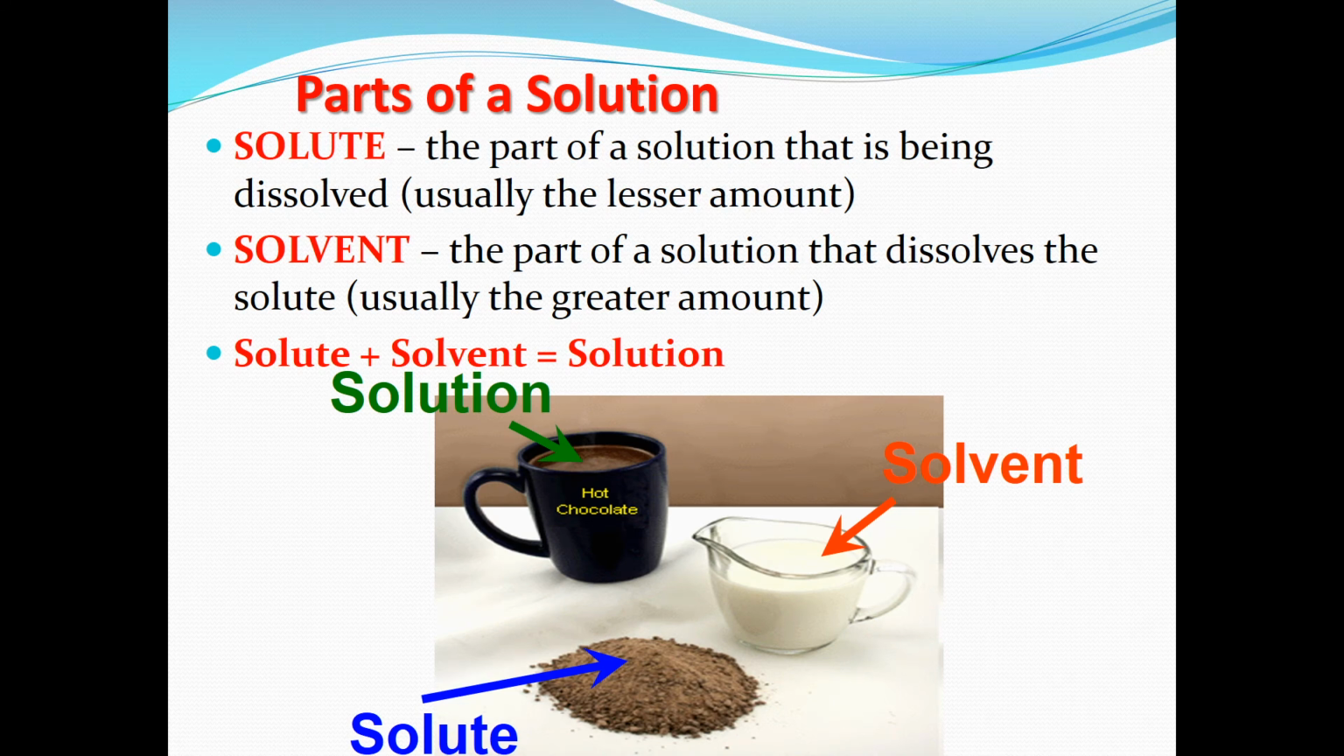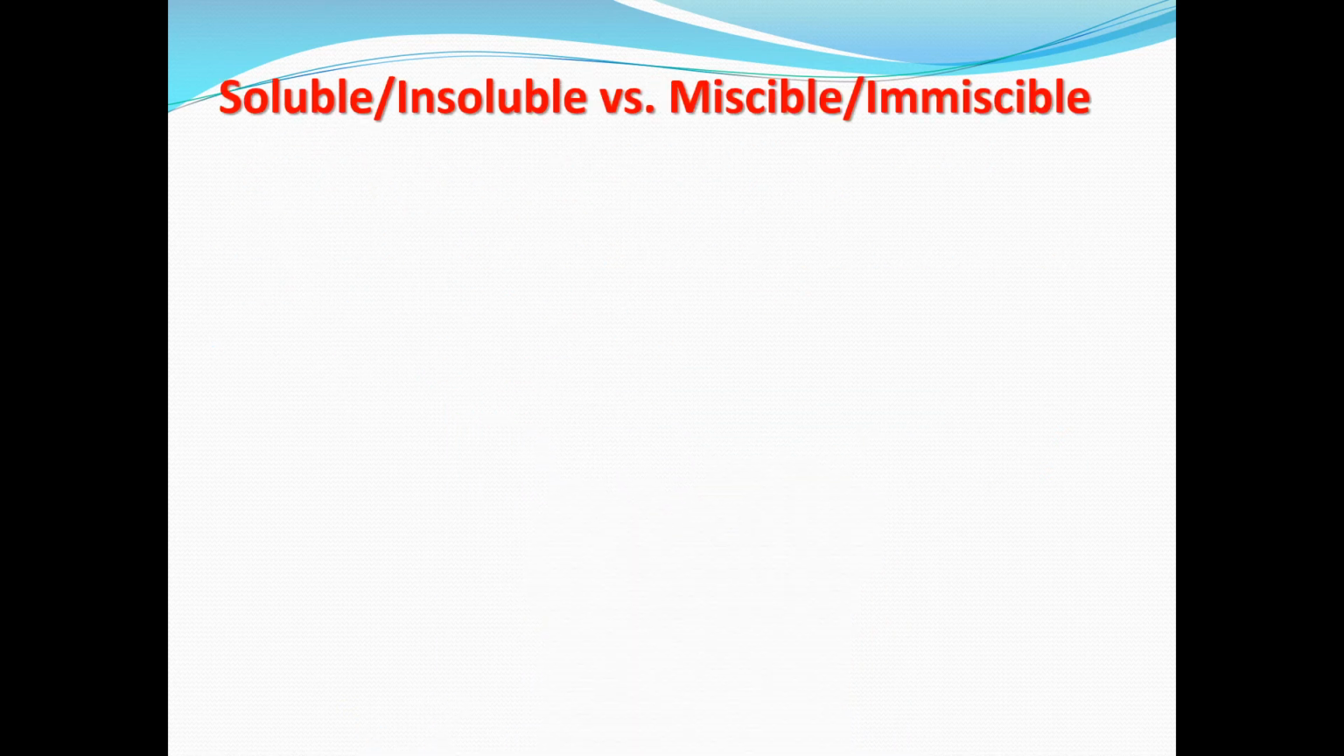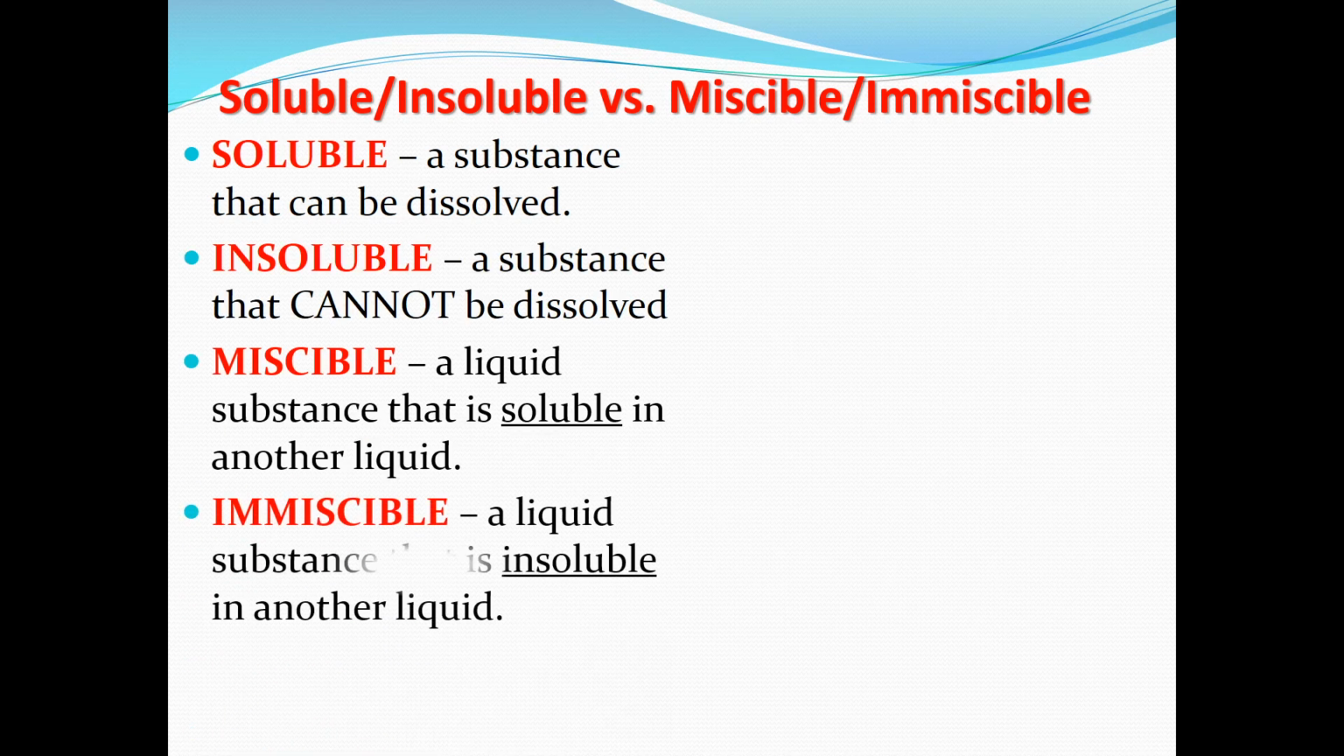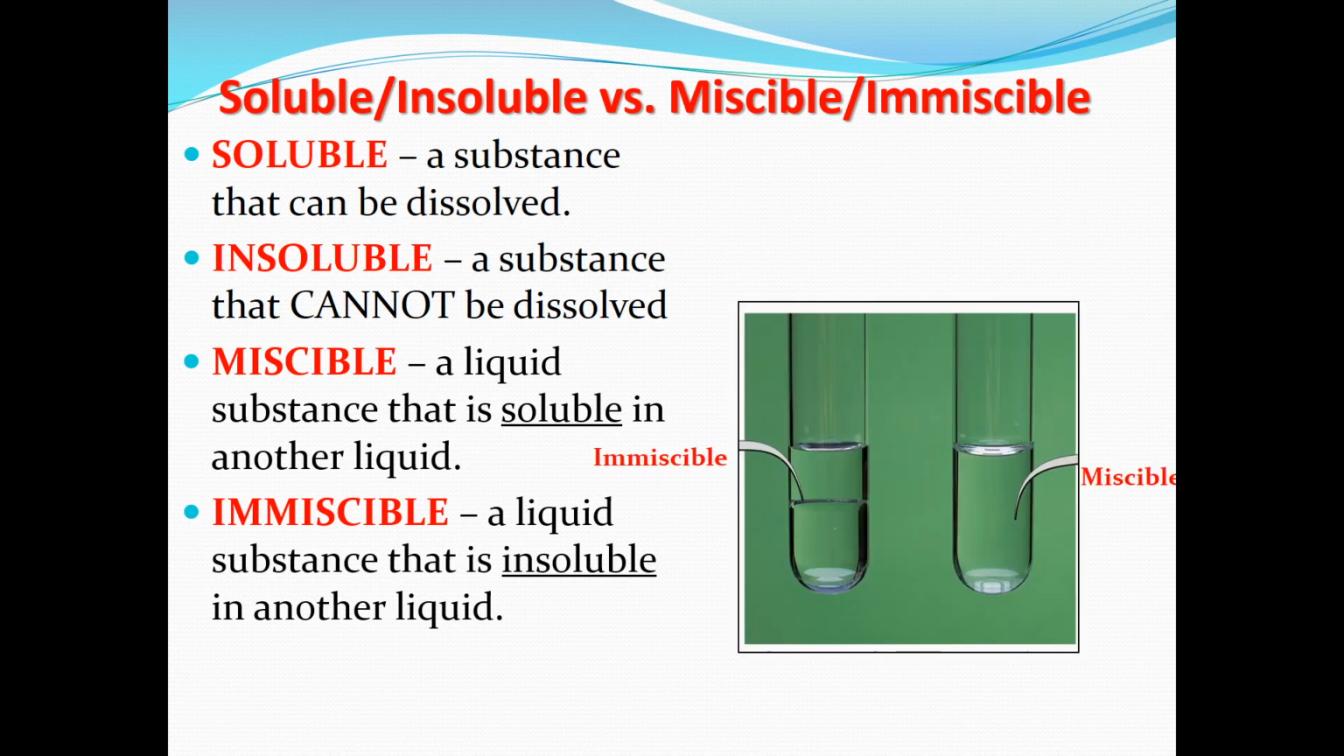So milk and cocoa powder. The solvent is milk. Dissolve chocolate and mix together to make hot chocolate. Soluble versus insoluble. Already covered this. Soluble is a substance that can be dissolved, and insoluble is a substance that can't be. Miscible is a liquid that is soluble in another, and immiscible is a liquid that isn't dissolvable in another. So you can clearly see two liquids on the left. So immiscible.